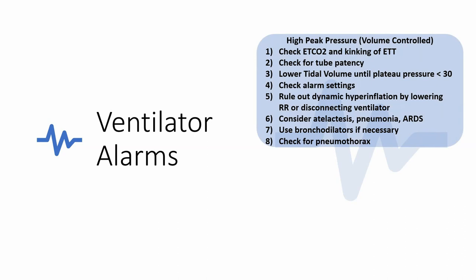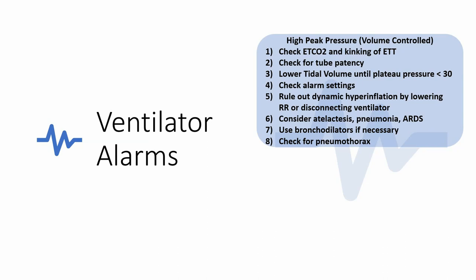check your end-tidal CO2, make sure that you have a good waveform, and look for kinking of the ET tube. Make sure the tube is patent. You can pass a suction catheter down it and just make sure that it passes easily without any resistance. Lower your tidal volume.